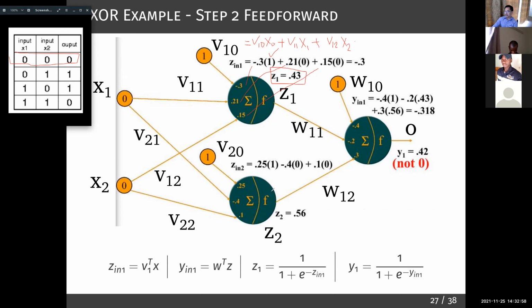You do the same thing for Z2. Zin2 is equal to V20 times X0 plus V21 times X1 plus V22 times X2.